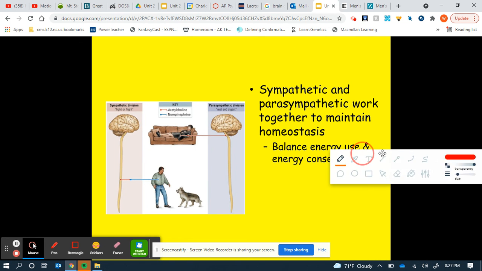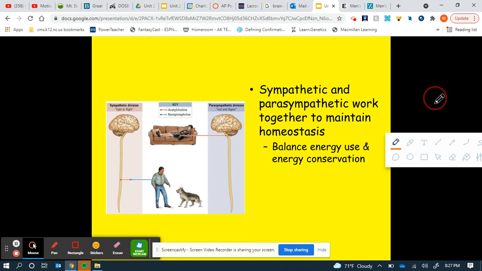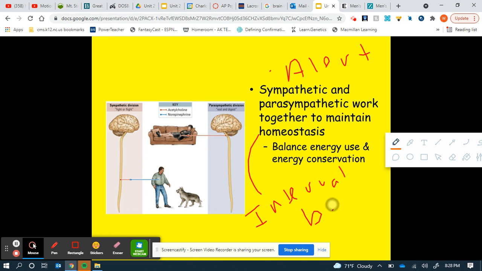And last thing. As I said, the parasympathetic and the sympathetic nervous system work together to maintain homeostasis. The sympathetic nervous system is always active a little bit because it is what keeps us alert. But if it's active too much, that's probably going to cause anxiety. So the two of these work together to balance out energy use and make sure that we conserve energy. As we know, homeostasis is internal balance.